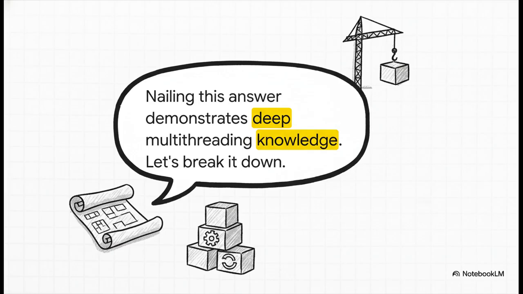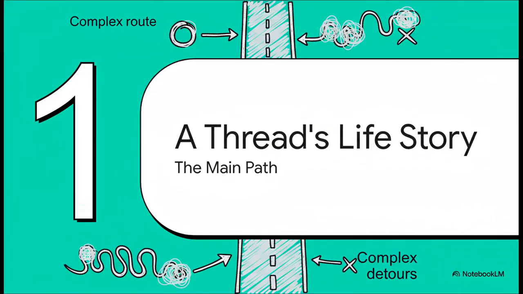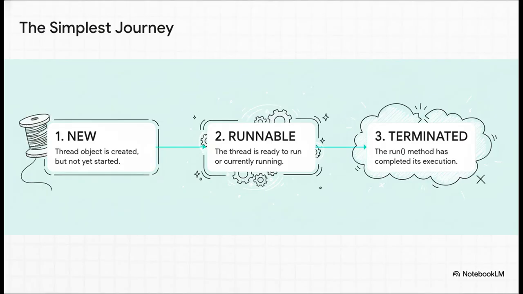It'll be totally clear. Okay, so the best way to think about a thread's lifecycle is like it's a map. You've got this main highway, the simple path, and then you've got these tricky little detours and side roads. We're going to start with the main highway. Let's get that down first. The simplest, most direct route a thread can take from the moment it's created to the moment it's gone. And that main path is just 3 steps. Super straightforward. A thread is born, that's new. It gets ready to do some work, that's runnable.